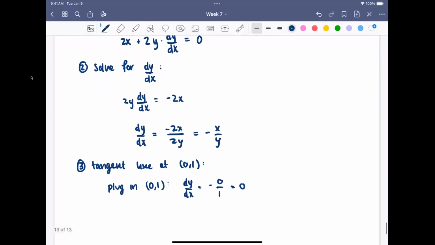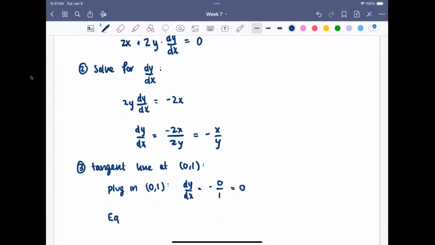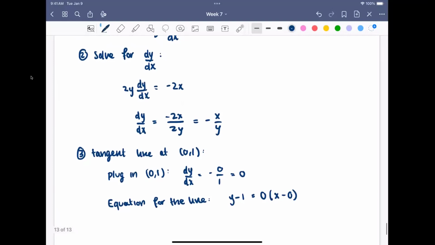So if I wanted to write the equation for the line, for me, point-slope is just the easiest one to remember. So it's y minus 1 is equal to slope times x minus 0. So we just have y is equal to 1 in the end. You should probably write the point-slope formula on your formula sheet.